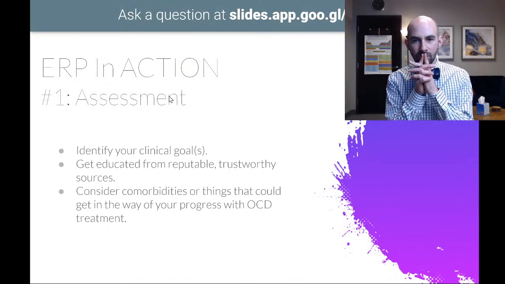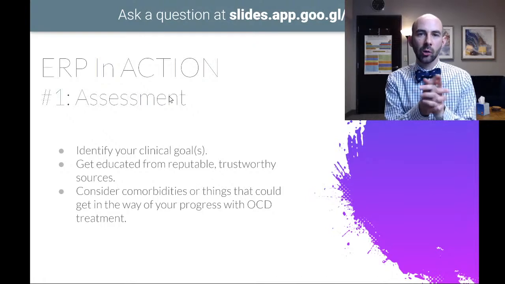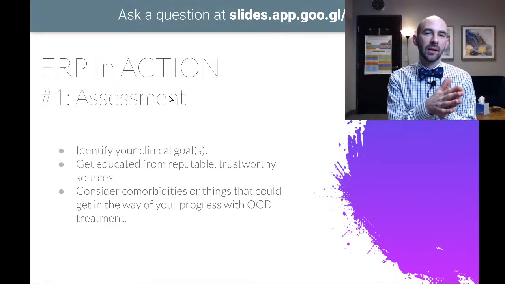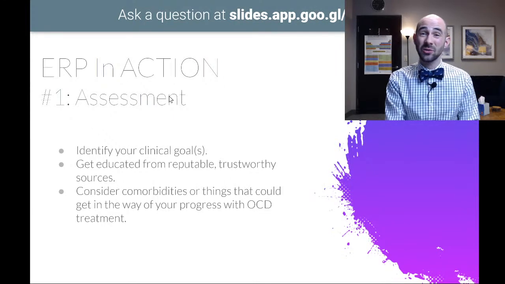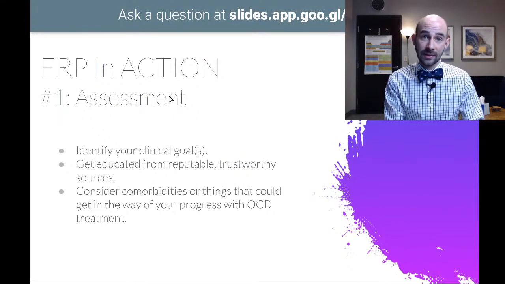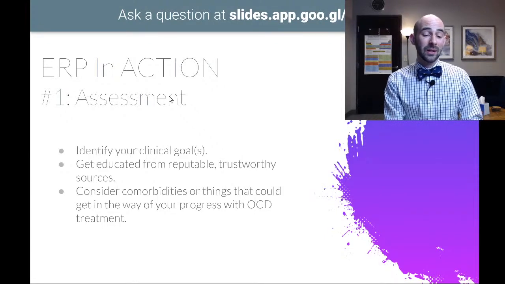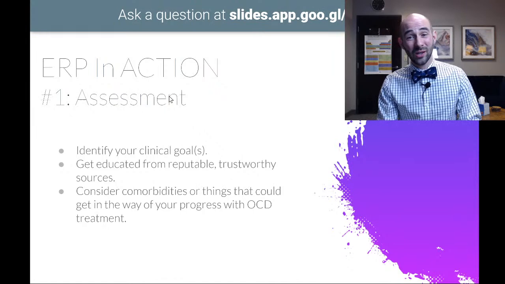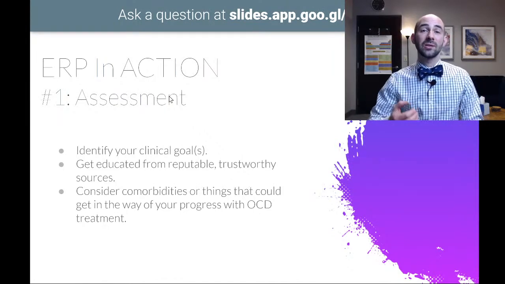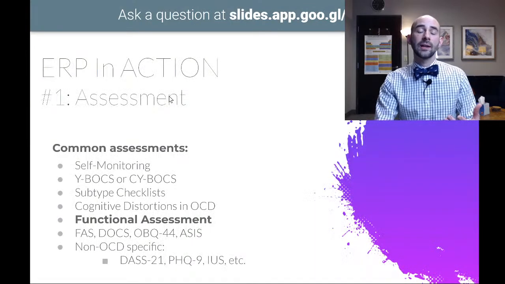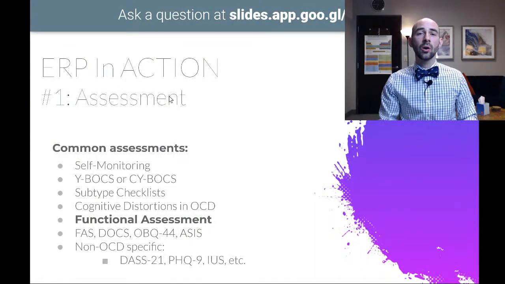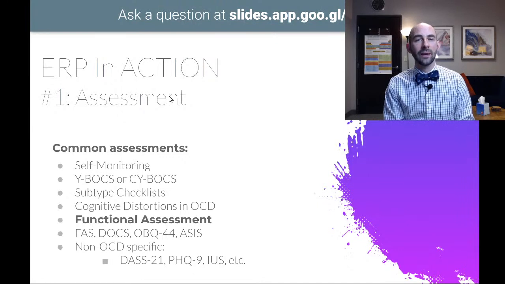So getting educated is key, and then considering comorbidities. We have to make a prioritization call. Again, if something else comes first, then we have to treat that first. If somebody is actually suicidal, then we have to treat that first. But if they just have suicidal intrusions, and that's driving the distress, then we're definitely going to treat the OCD first.